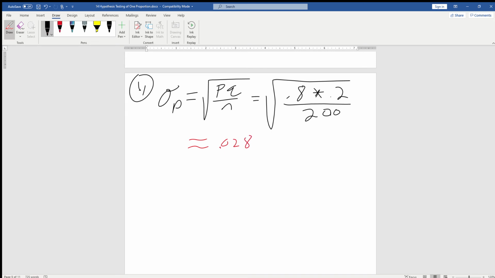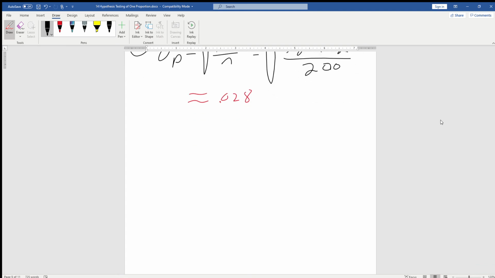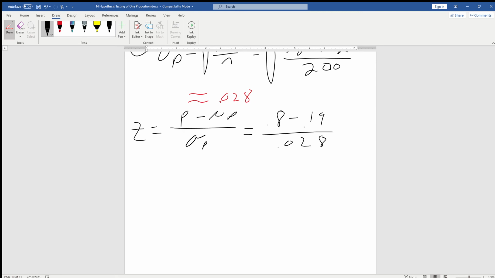Great. Now we're going to compute the actual p-value. Formula for the p-value, first we get the z-score. Remember, z is p minus mu sub p divided by sigma sub p. We're going to fill in the blanks. We know that p is 0.8. We know mu sub p is 0.19. And then we're going to divide that by 0.028. Now we're going to get a really big z-score this time. Remember we always round z to 2 decimal places, so we get 0.8 minus 0.19. We're going to divide that by 0.028, and I get 21.8.